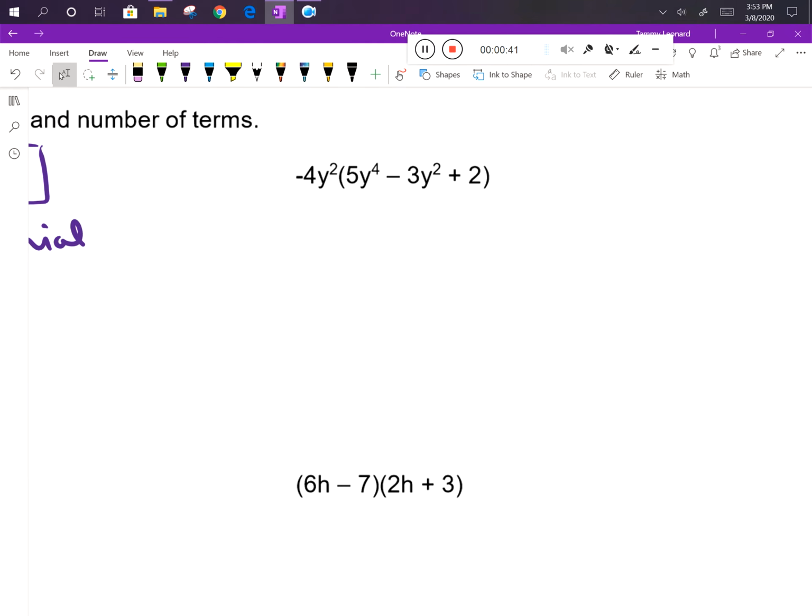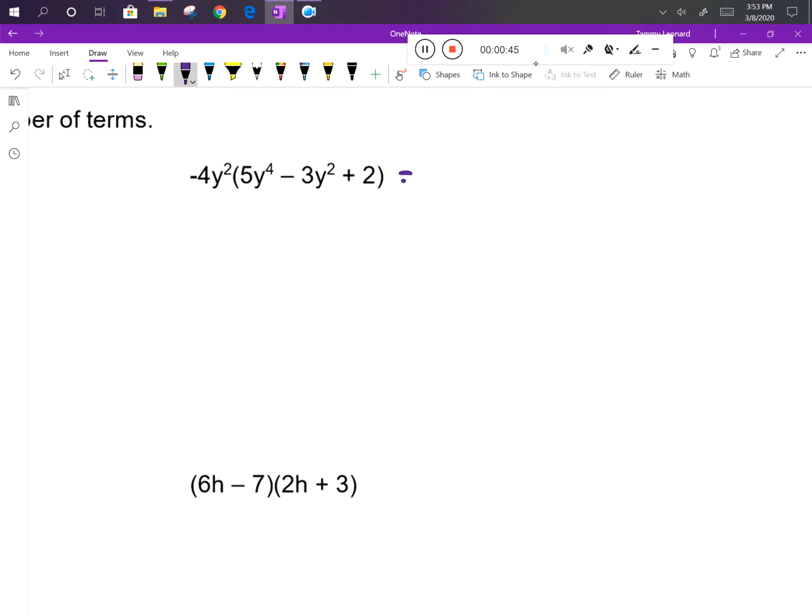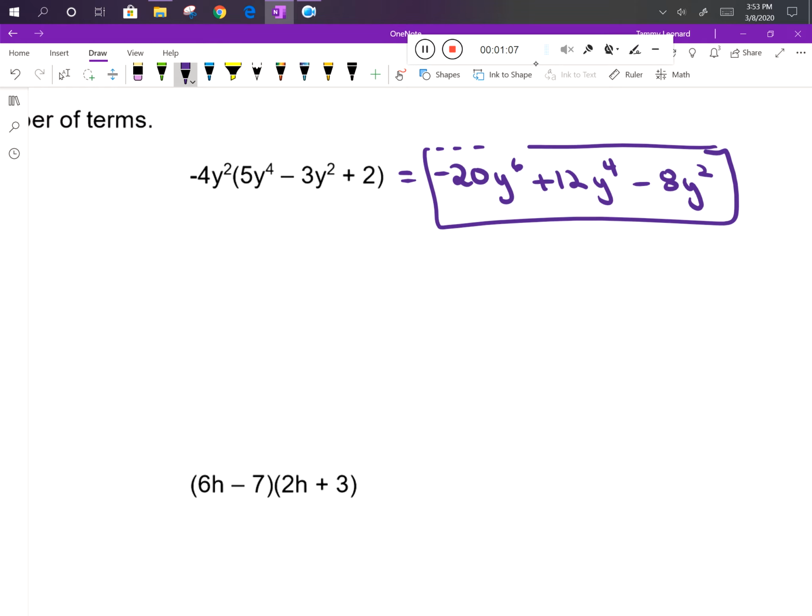To the right, we have a distribution problem again. Negative 4 times positive 5 is negative 20, and y squared times y to the fourth is y to the sixth. Negative 4 times negative 3 is positive 12. Y squared times y squared is y to the fourth. Negative 4 times positive 2 is negative 8, and the y squared doesn't have anything to multiply with. It's already in standard form, and there aren't any like terms to combine, so that's our simplified answer.